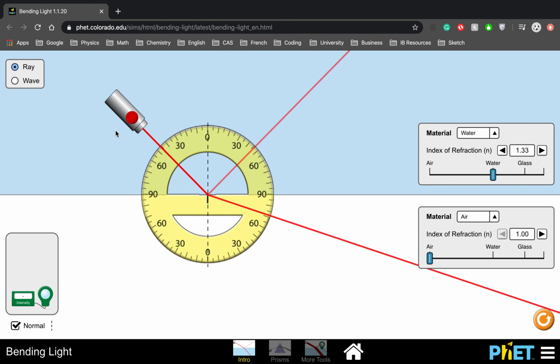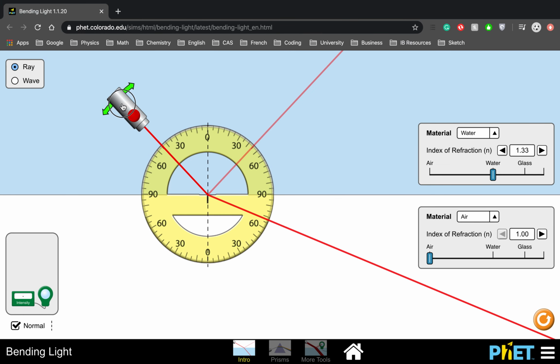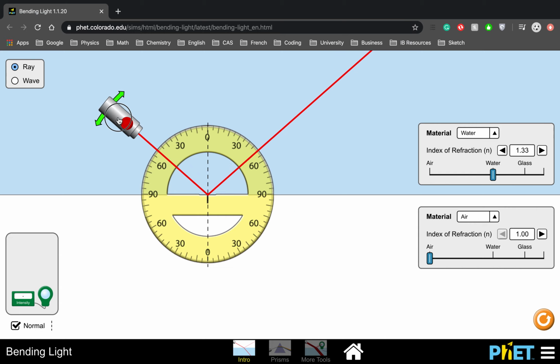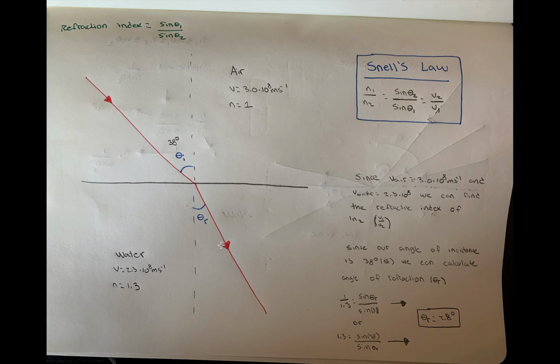Wait, I want to show one more thing here. This shows the critical angle. The more you increase this angle, it's going to hit a refracted angle of 90 degrees, and this would be our critical angle. Once you increase it further, it will go beyond that. So thank you for listening.